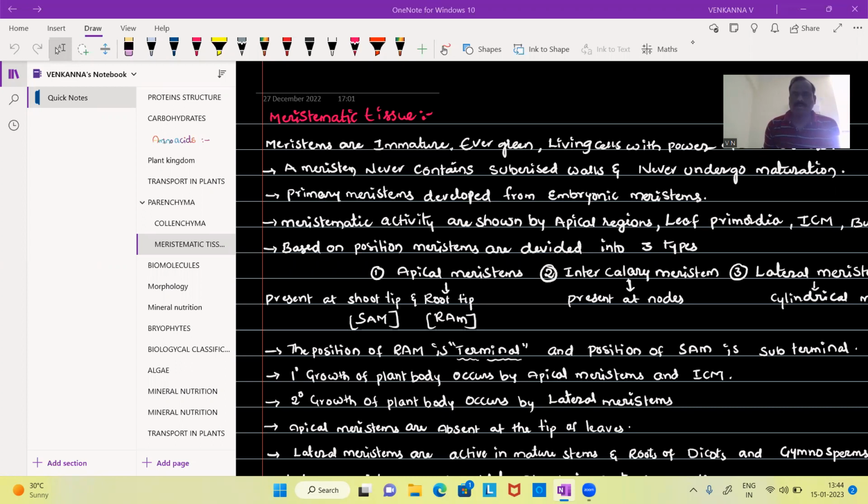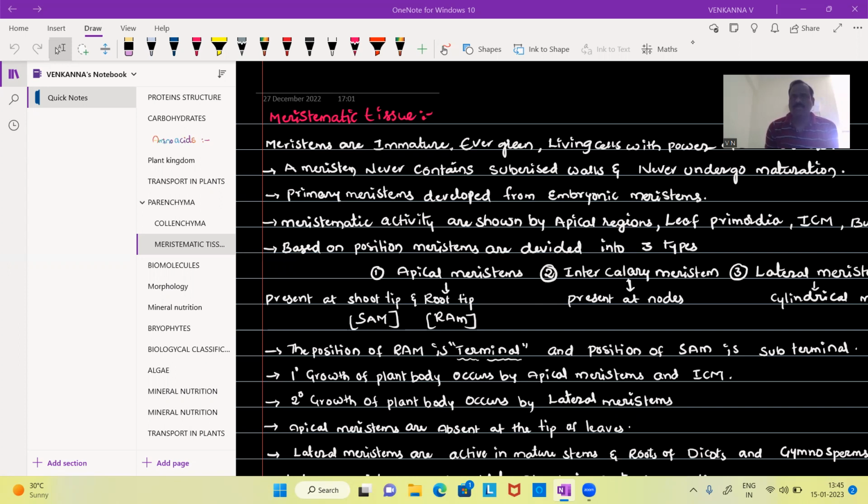Today our topic is meristematic tissue. You know about the types of tissues in the plant body. The types of tissues in the plant body are permanent tissues and meristematic tissues. The cells which retain the capacity to divide are called meristematic tissue, and the cells which lose the capacity to divide are called permanent tissues.